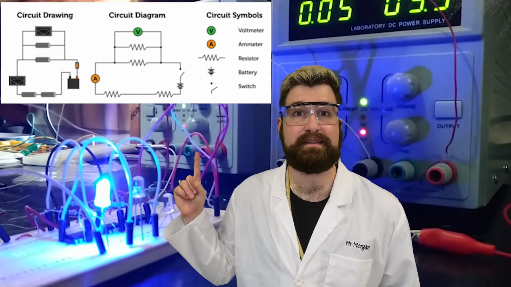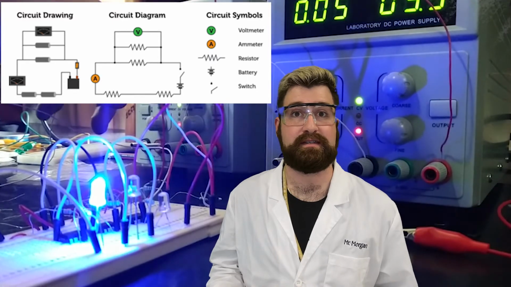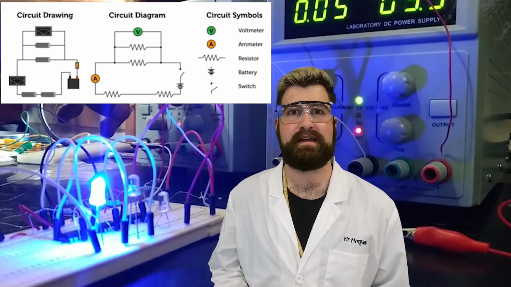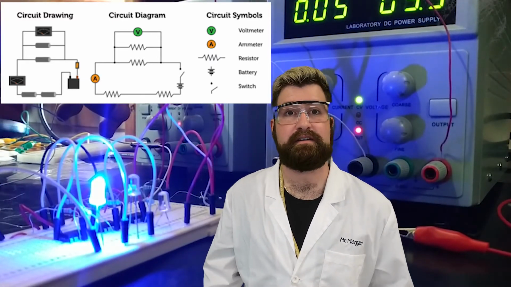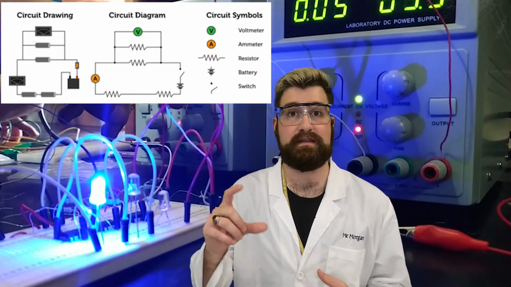Circuit diagrams, like this one, are drawing representations of electric circuits. These are used with blueprints and design. These circuit diagrams use standard symbols to represent different components in the diagram itself.